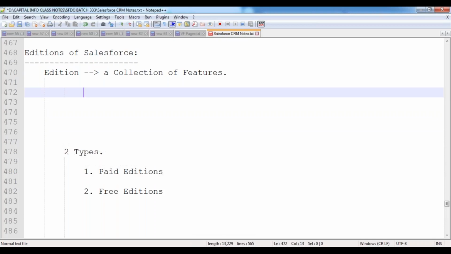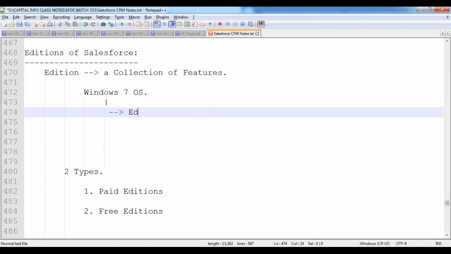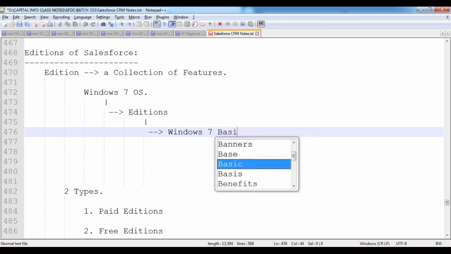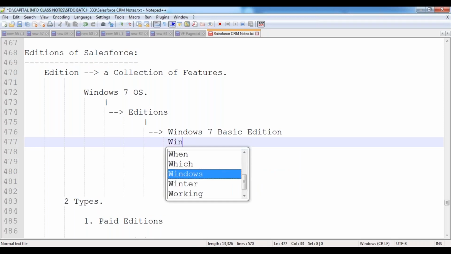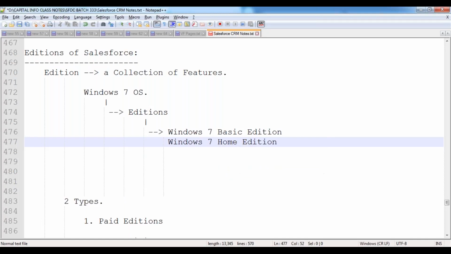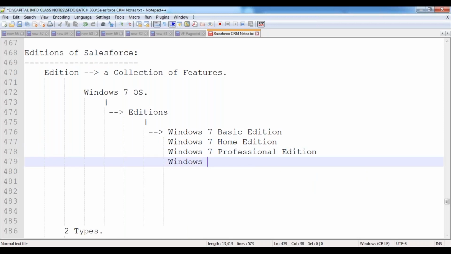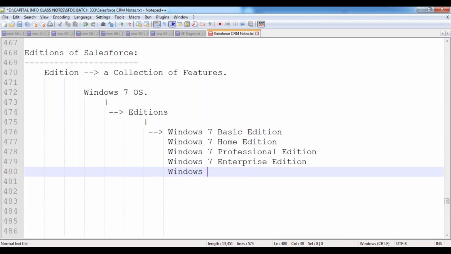Let me explain. Suppose, for example, assume that I have the Windows 7 operating system. Now tell me, do we have any editions in the Windows 7 operating system? Yes, so many editions. What are those? Windows 7 Basic Edition, second one Windows 7 Home Edition, third one Windows 7 Professional Edition, and then we have Windows 7 Enterprise Edition, and then Windows 7 Ultimate Edition. These are the various editions in the Windows 7 operating system.